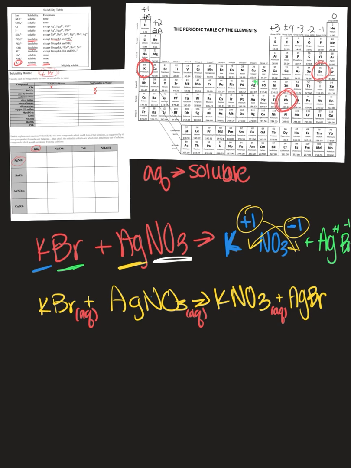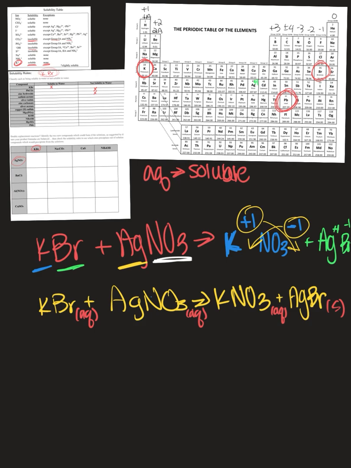Okay, now we have AgBr. So let's use our chart to see if we can find anything about AgBr. You see any rules about AgBr? No, that means that it's going to be insoluble. So it's going to form our solid. So in parentheses next to AgBr, we're going to put an S, because it's going to form a solid or a precipitate.